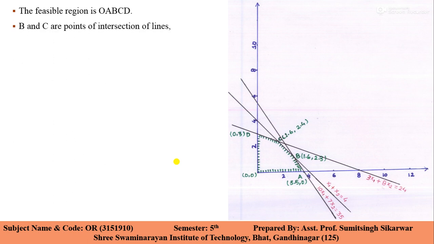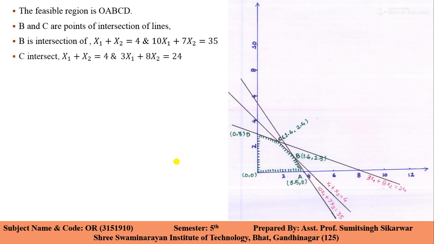Again, B and C points are the intersections of lines. B is the intersection of two lines: x1 plus x2 is equal to 4 and the other line 10x1 plus 7x2 is equal to 35. And point C is the intersection of x1 plus x2 is equal to 4 and 3x1 plus 8x2 is equal to 24. Now let us solve these relations and get the values.